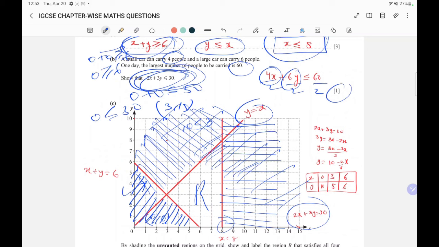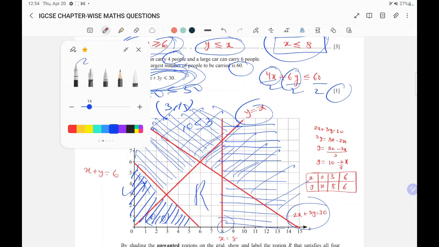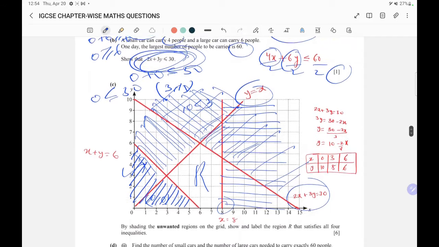Did I erase something? Oh, I think I have erased this. Which one? This one, yeah. Okay.